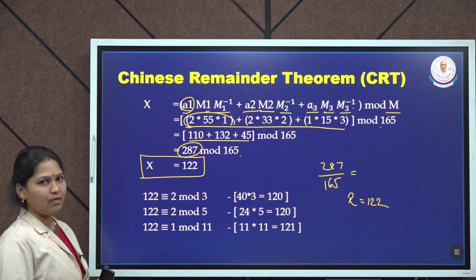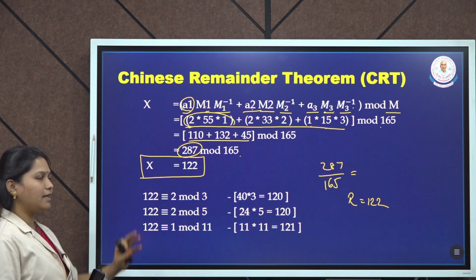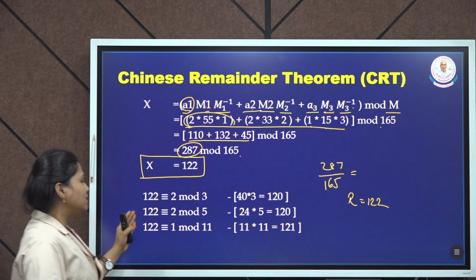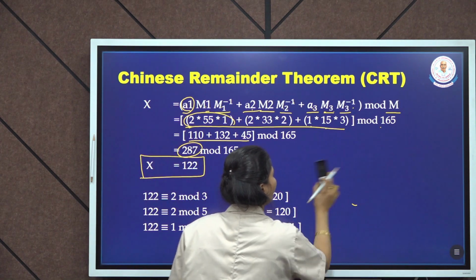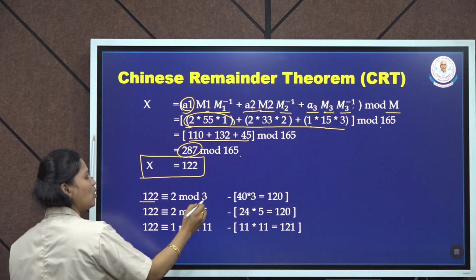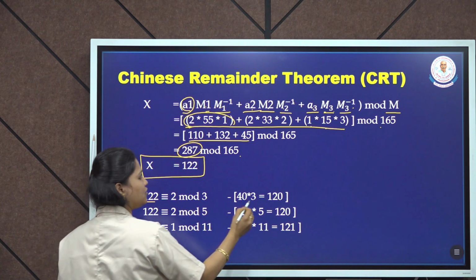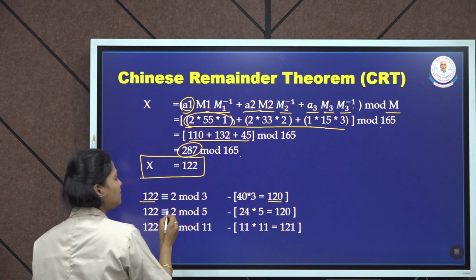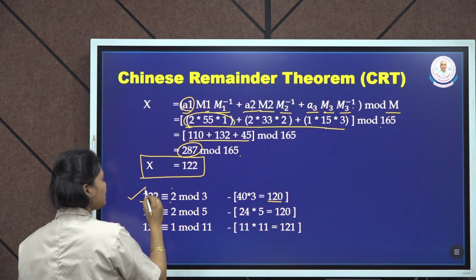Now we got the x value. We can cross check whether the x value is correct or not by using the given sum. 122 is congruent to 2 mod 3. We will check it. 40 3s are 120, which means the remainder is 2. Yes, this equation is correct.